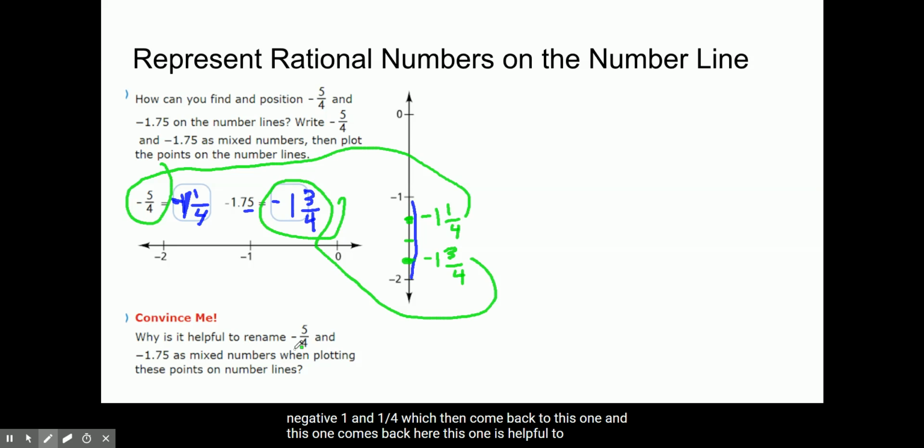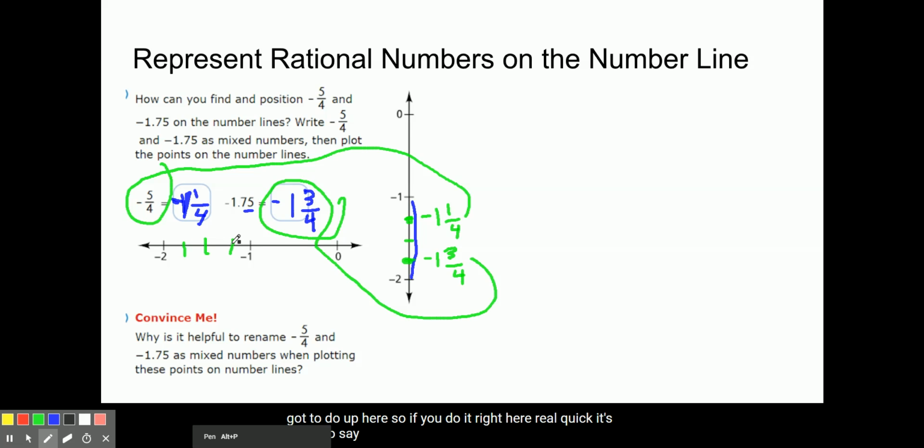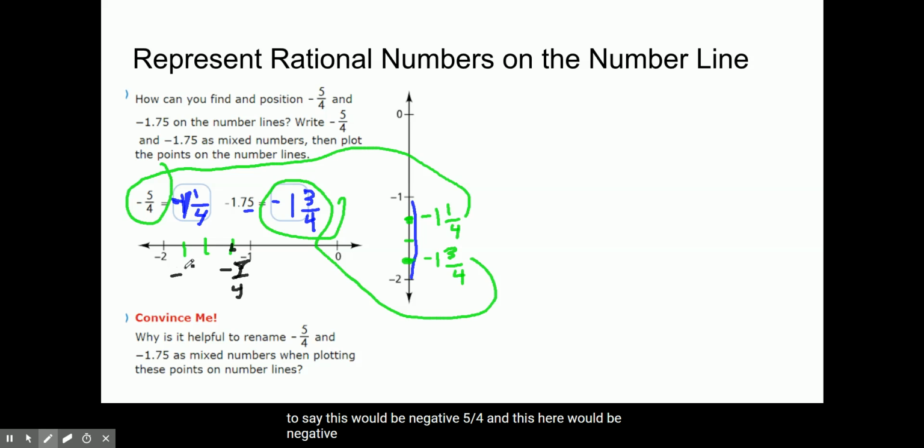Why is it helpful to rename -5/4 and -1 75 hundredths as mixed numbers when plotting these points on number lines? I forgot to do it here. So if you do it right here real quick, this would be -5/4, and this here would be -1 and 0.75 or 75 hundredths. Honestly, I don't know about this one. Like this one, I don't know you needed.